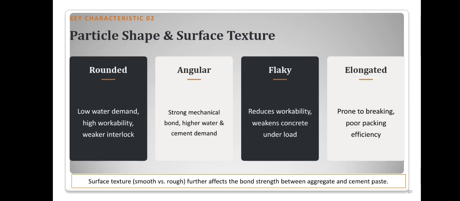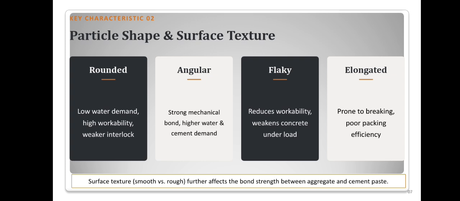The second characteristic is particle shape and surface texture. Rounded aggregates improve workability because they require less water. Angular aggregates provide better bonding and higher strength but require more water and cement. Flaky and elongated aggregates should be avoided because they reduce workability and may weaken the concrete.